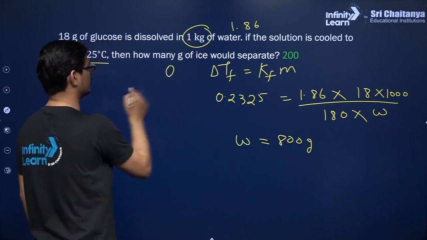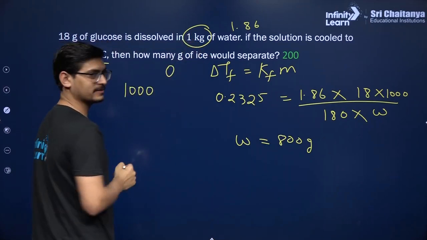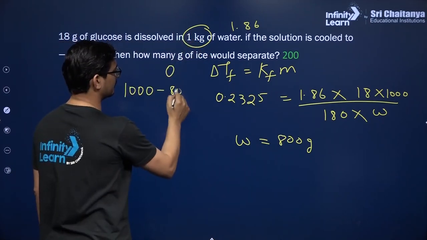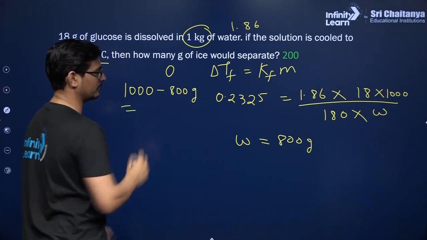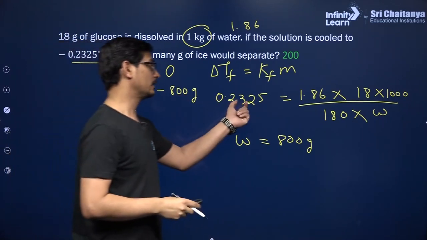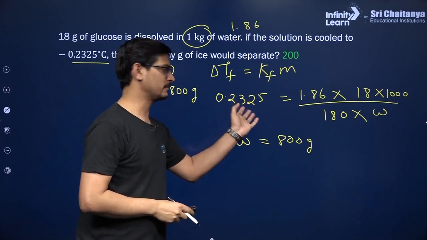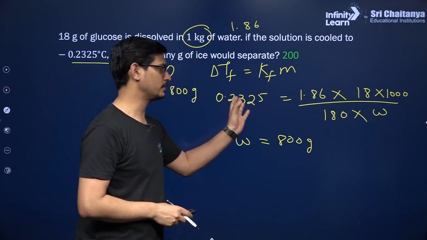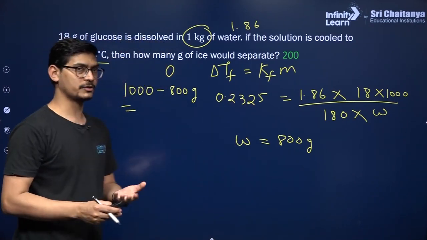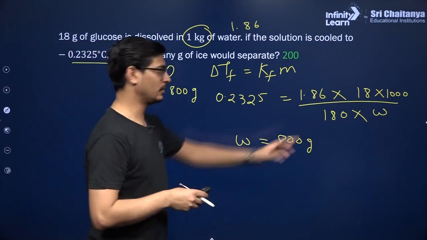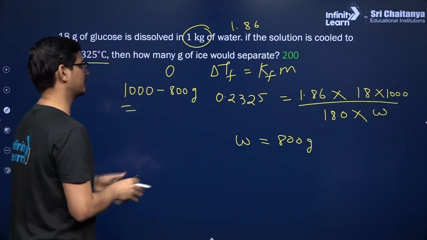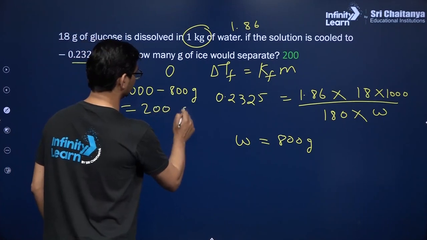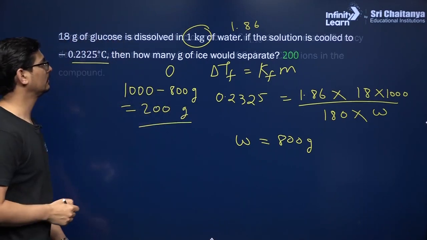So 1 kg of water was initially present, right? 800 gram water would remain if the solution is to exhibit a depression of freezing point of 0.2325. So how much water should come out of the solution such that the molality is this? That is 1000 minus 800, which is 200 gram. Right, so that is the correct answer.